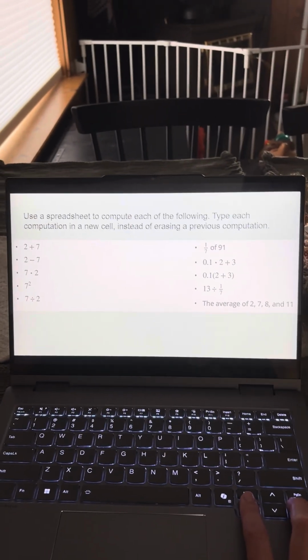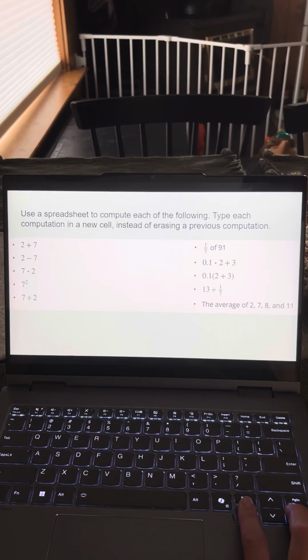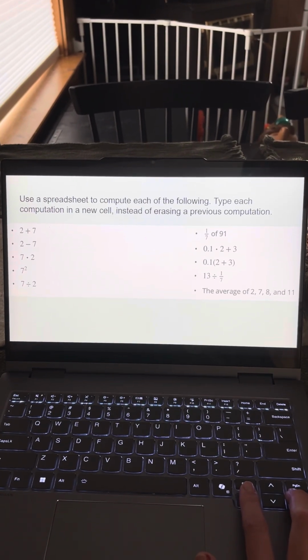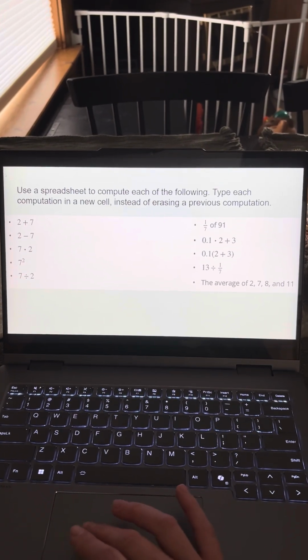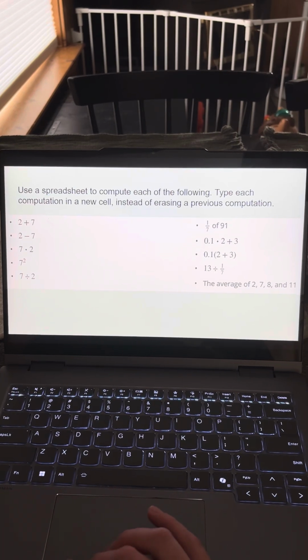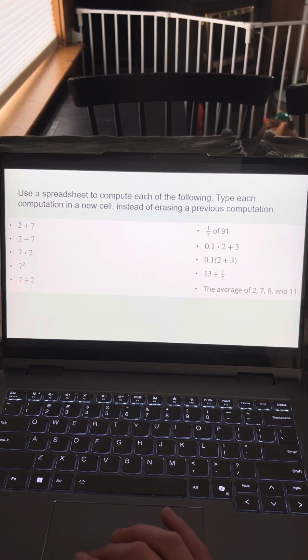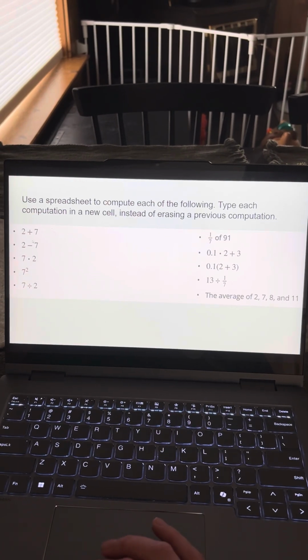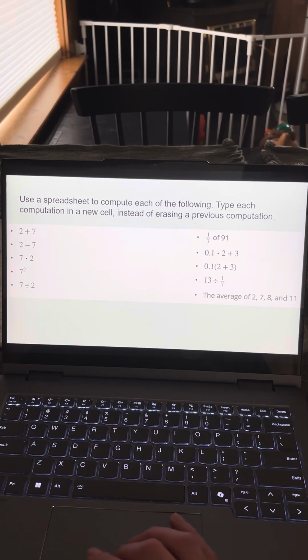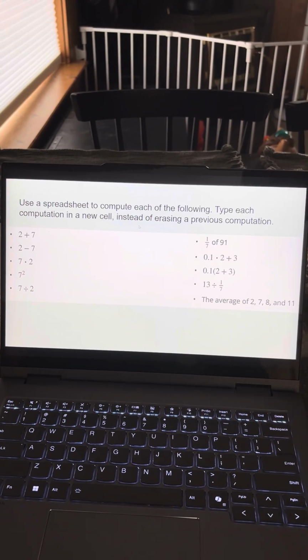Then you would pull up Google Sheets on your computer and use that to compute each of the following. So you would type this equation into a new cell and then go down to the next one and type this one. So it doesn't want you to erase the previous one. It just wants you to type each one in a new cell.